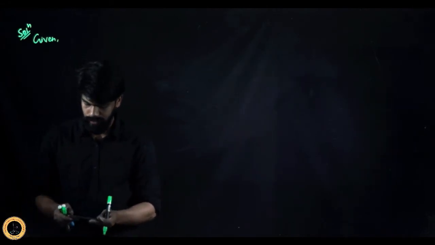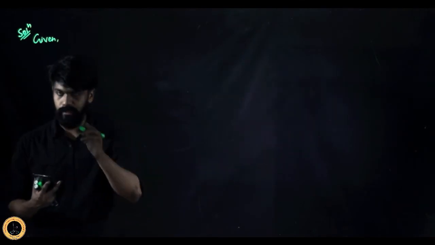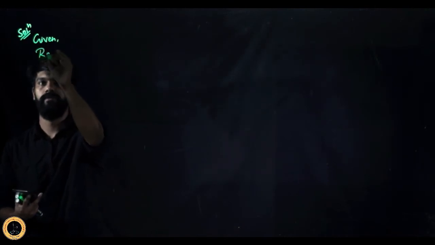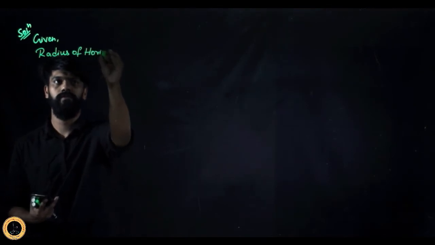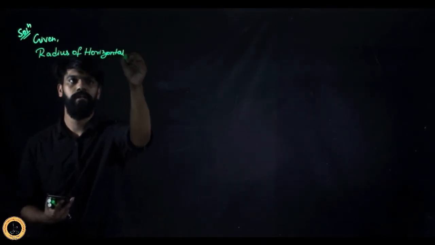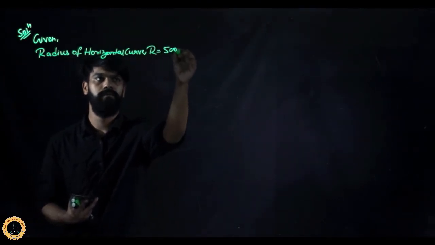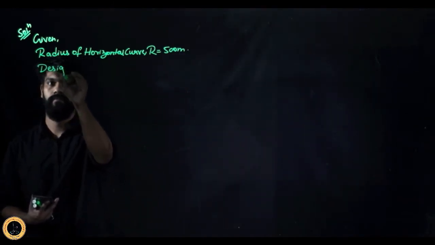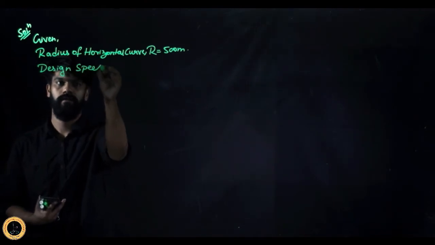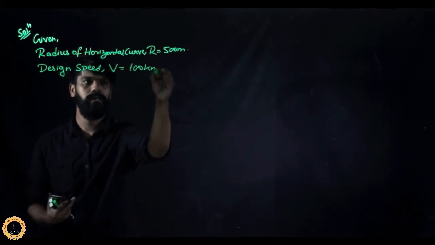So in this question, first of all they have given you the radius of the horizontal curve. So I can write here radius of horizontal curve is given to you, that is your R. This is given to you as 500 meter, and the second one they have given you is the design speed, that is nothing but your V. This is given to you as 100 kmph.